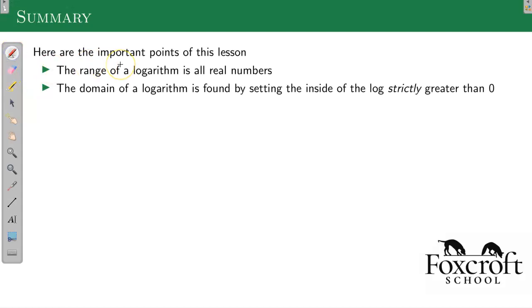Quick summary: the range of a logarithm is all real numbers. Those are the easier parts of logarithms. And the domain is found by setting the inside strictly greater than 0. Make sure you don't have the equal sign underneath your inequality.